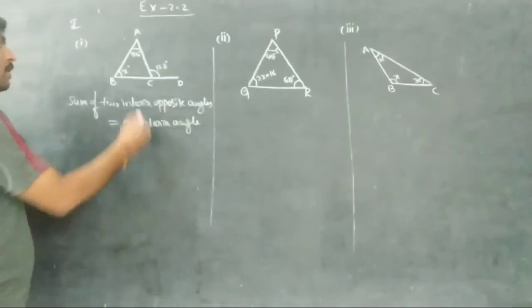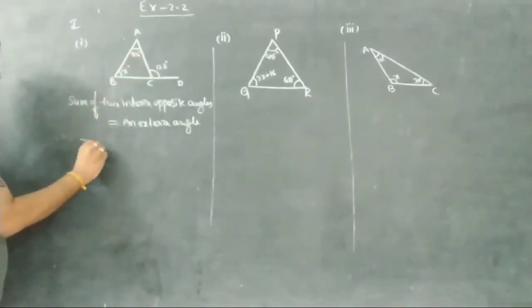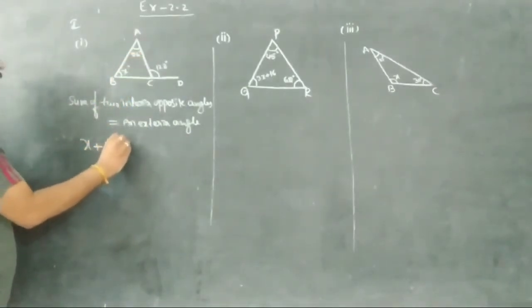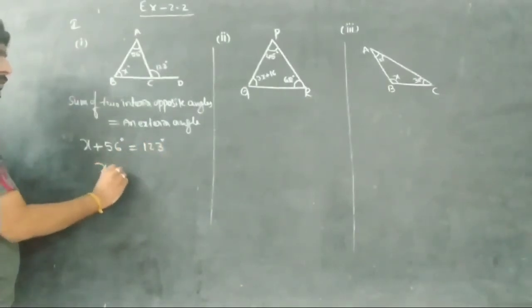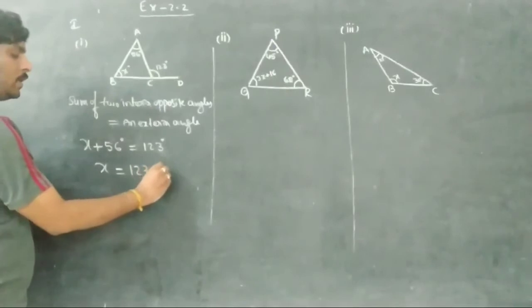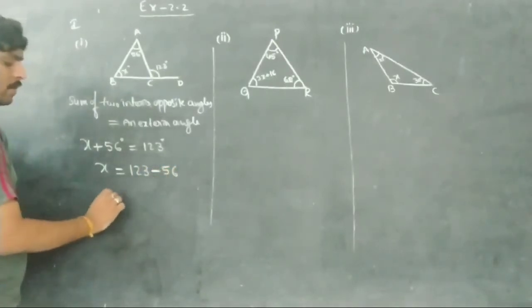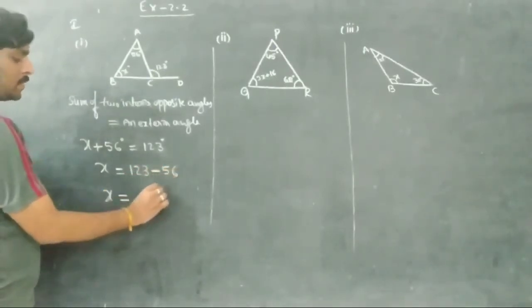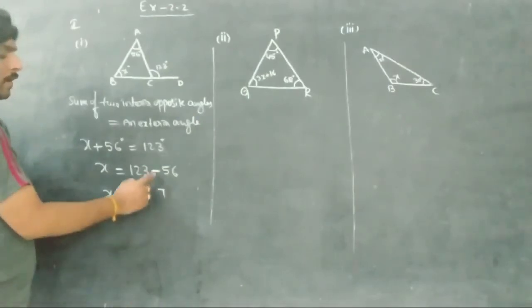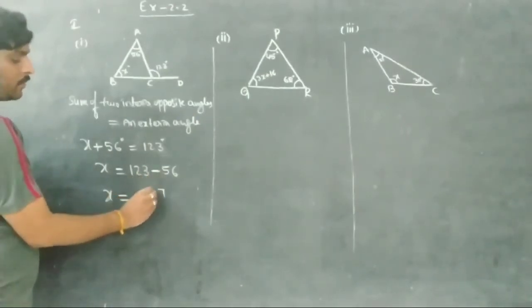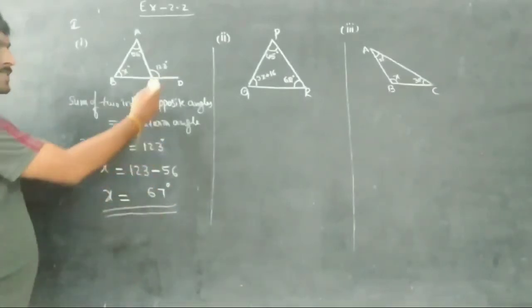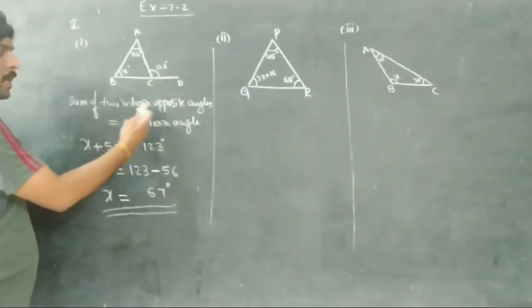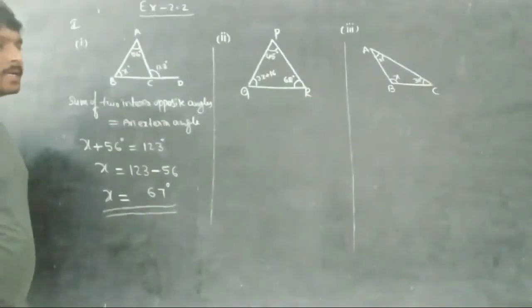Okay, see the figure: x plus 56 degrees is equal to 123 degrees. Now x is equal to 123 minus 56. 13 minus 6 is 7, and 11 minus 5 is 6. We got 67 degrees. An exterior angle is equal to the sum of the two interior opposite angles.